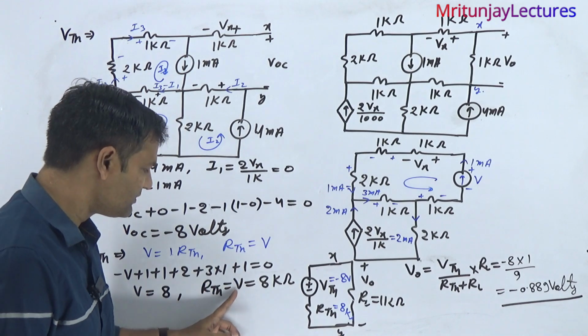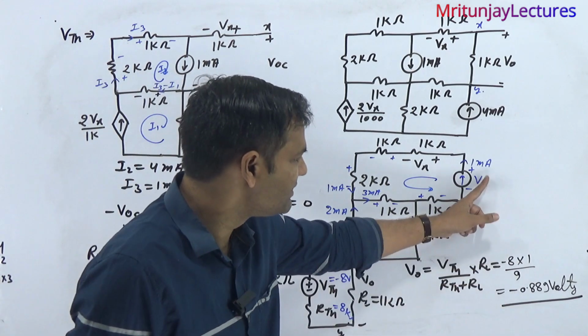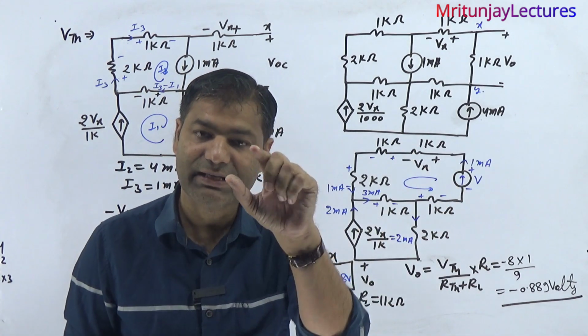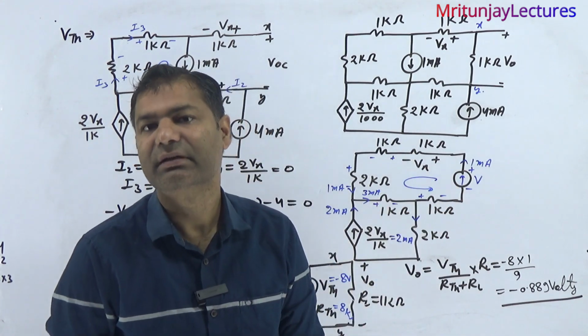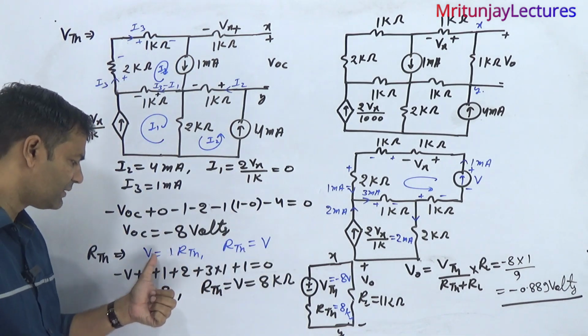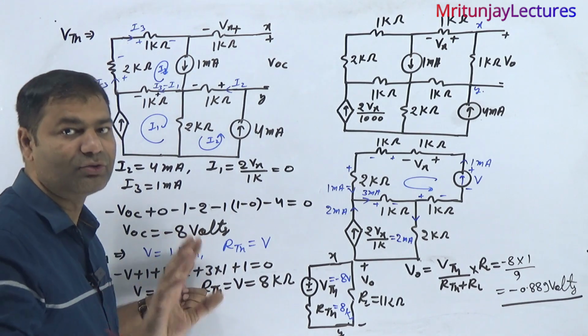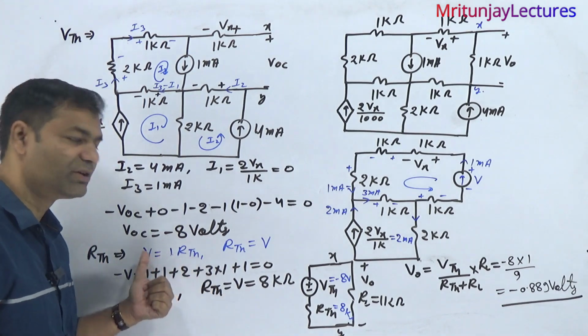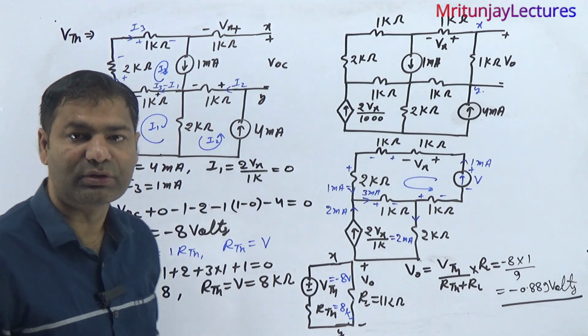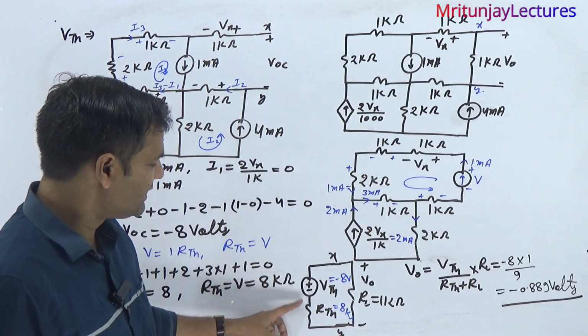V is basically RTH, so RTH is written in kilo ohm. We have considered milliampere, that's why RTH is also in kilo ohm. Why? Because if V is in volt and the current is in milliampere, then RTH is in kilo ohm, and the multiplication of these two gives V in volt. Clear? So we got VTH and RTH.